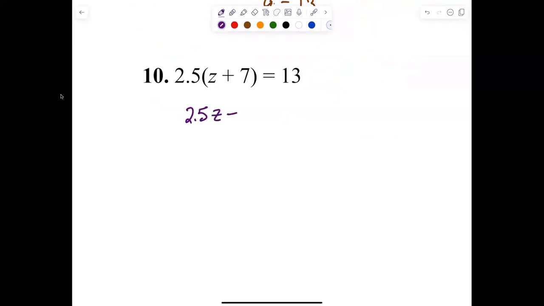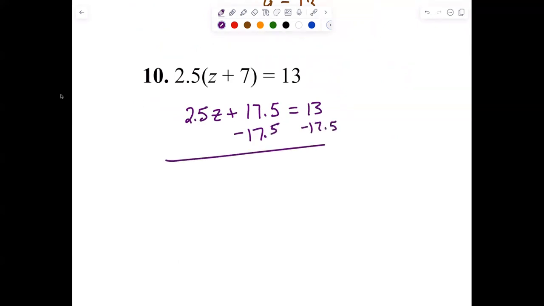2.5 Z plus. Now, wow. 17.5 equals 13. Good job, girl. Now what? Yes, very good. Now, again, I don't mind doing this because I need you to visualize, right? So now you got to be real careful with 13 minus 17.5.